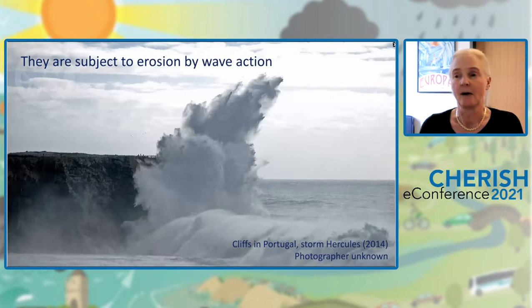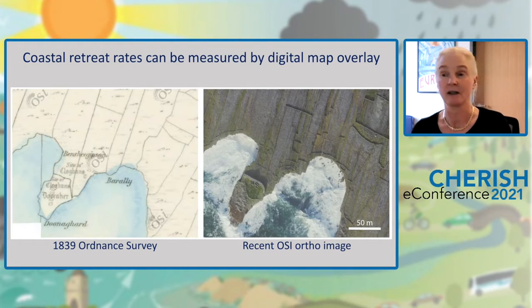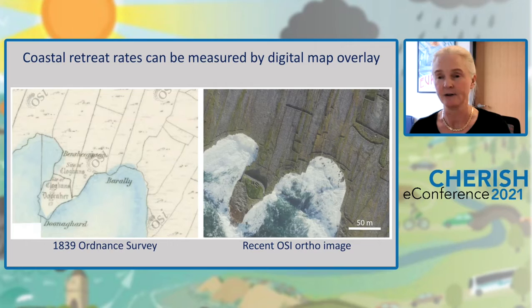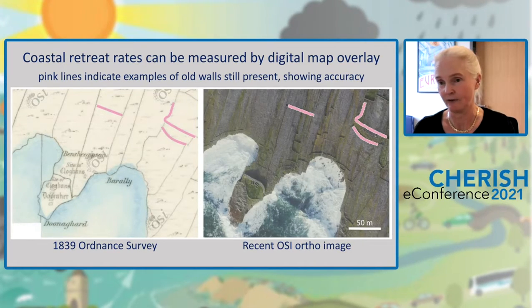These kinds of sites are obviously subject to wave action and erosion, and we can measure that by using aerial imagery combined with historic maps. Here you see the 1839 Ordnance Survey map, and these gentlemen were kind enough to map in all the field walls, which, as we look at this highly conserved landscape a century and a half later, we can see that many of those walls are still in place, and we can use those to precisely register the images so that the changes that we see at the coast we can be confident they are real.